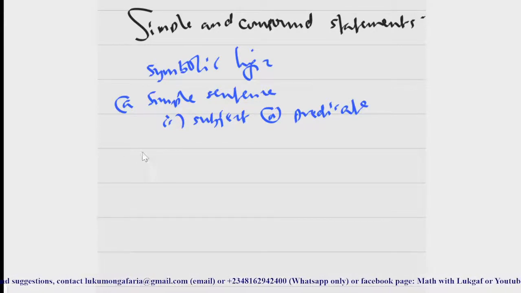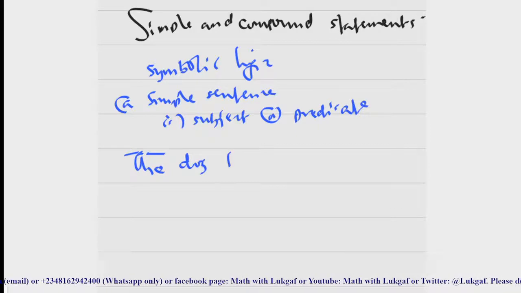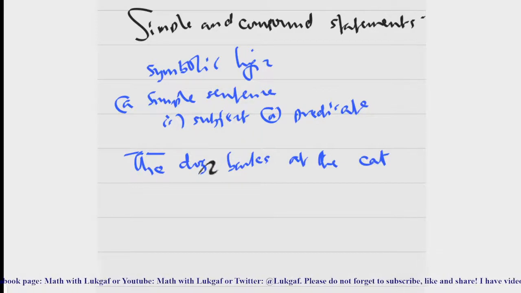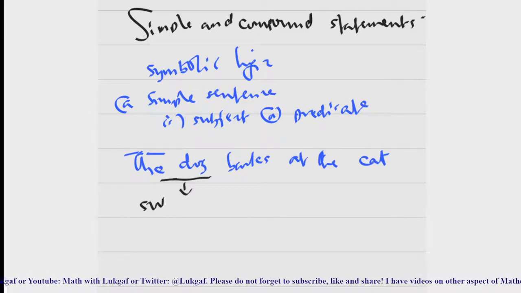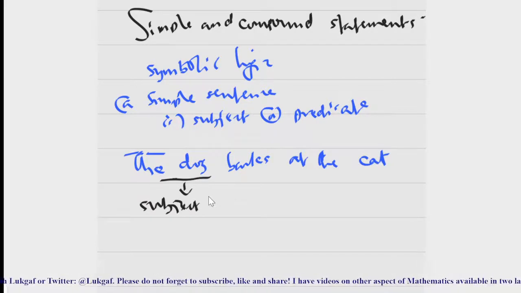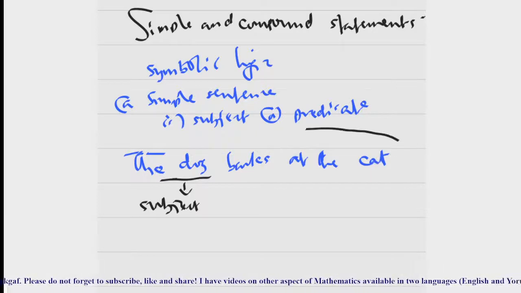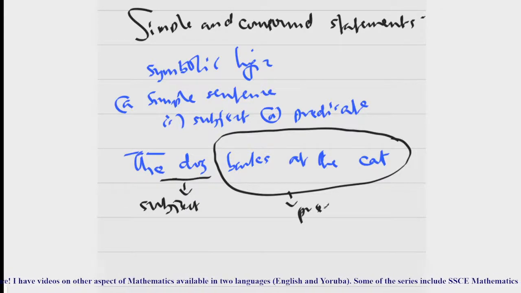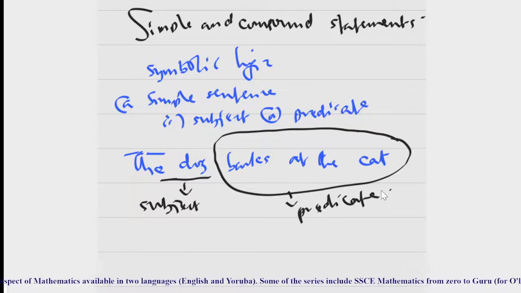For example, if I say the dog barks at the cat, then without any equivocation, the dog is our subject, because that is who is doing something in the sentence. And what is the dog doing? It barks at the cat. This is the predicate. So an example of this type of sentence is known as a simple sentence. That is when you have your subject as well as the predicate, we have a simple sentence. So all you just say is simple statement.